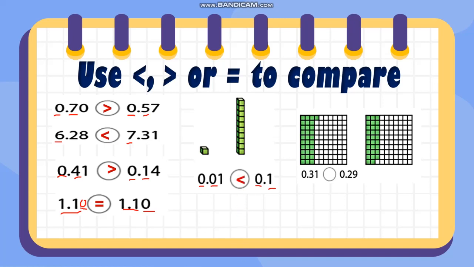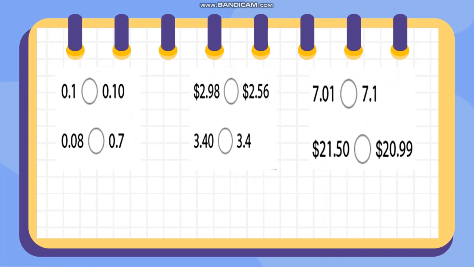Next, 0.31 and 0.29. So by applying the third way, I'm going to start from the left. 0 and 0 the same, it means proceed to the next digit. 3 and 2 are not the same, so the first one that is different is 3 and 2. And which is bigger? Of course, 3 is bigger. So it means 0.31 is greater than 0.29.